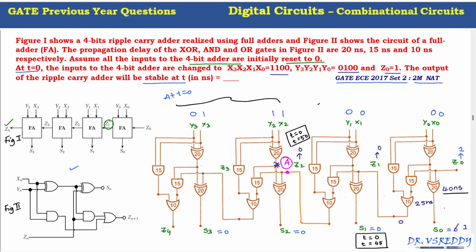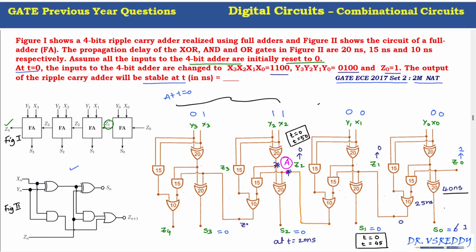And at this point also, the output is stable at t equal to 0 itself. Even before that, input is 0 0, that XOR gate output is 0. Now input is 1 1 1, the output is 0. So at this point also, the waveform is stable at t equal to 0 itself. So this S2 will be available at t equal to 20 nanosecond only. At t equal to 0, this point and this point both are stable only. So S2 is equal to 0 when t equal to 20 nanosecond.